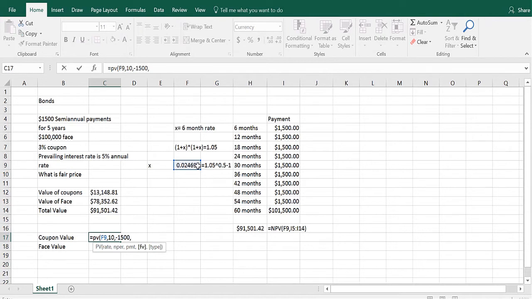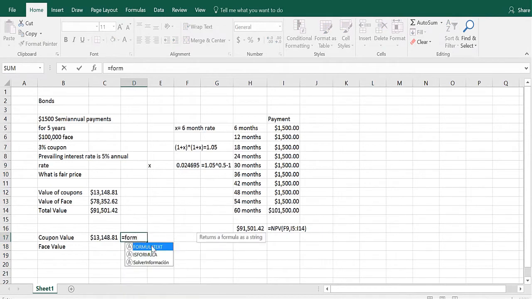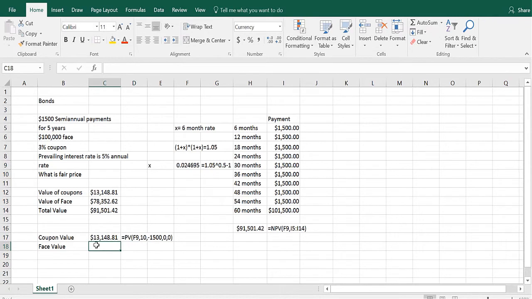There's no future value. I could include that in here as the face, but I'll separate it out. And it's end of the period payments. So that's going to be $13,148.81. And then if I want to use the PV function to get the value of the face, or I could just divide it by 1 plus this rate to the 10th.